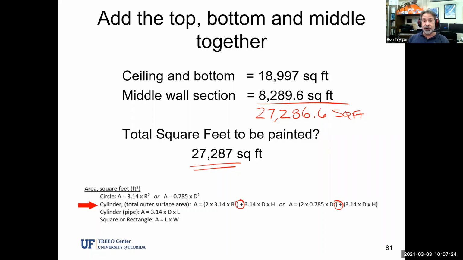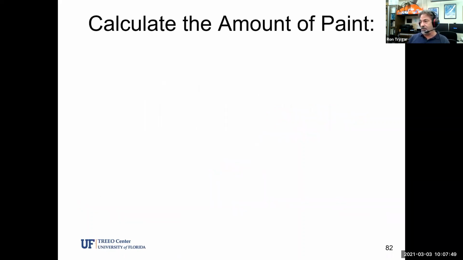If we rounded too early, we would probably come up with a little bit different number, a little bit further apart than where we really need to be. So I would say, for rounding purposes, save the rounding for the end if you can. All right, so that's the total square feet to be painted. Now, are we done? No, because that's not what the question was. The question was how many gallons of paint. So let's move on to the next part of this.